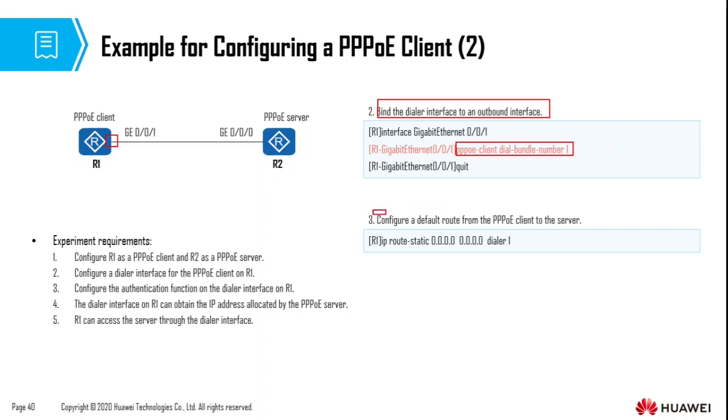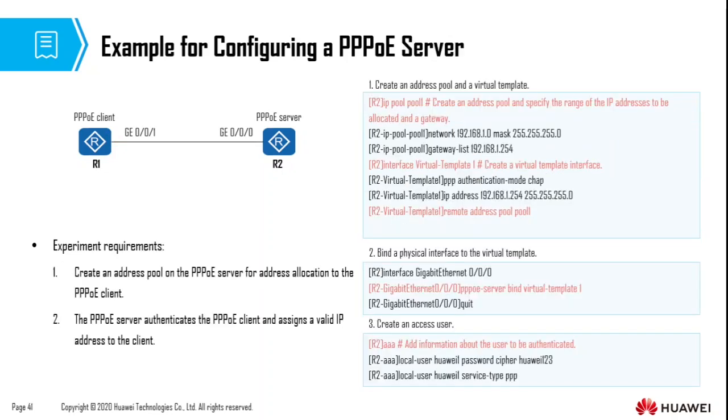Then after that, we configure a default route from the PPPoE client to the server. So how to do that? We simply use the command ip route-static, then we use the address 0.0.0.0 and the mask 0. Then we specify that if you have any packet, send it to this dialer interface. Send it to interface Dialer 1. So that's what we're doing there. Okay, so if you do that, then R1 will be able to access the server.